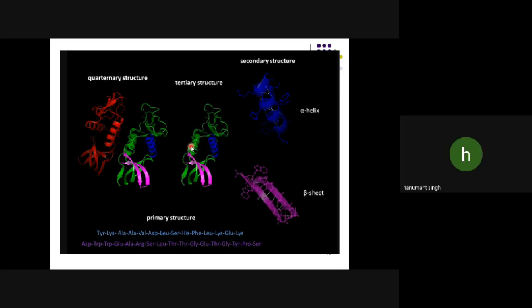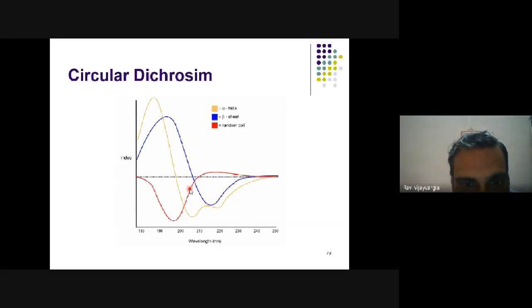My question is that the protein is the same, only the structure is different. There is no change in the protein. Yes, that is what I am saying. Within the same protein, at different locations, you can have amino acids folding into an alpha helical structure, and at some other location it can form a beta sheet.